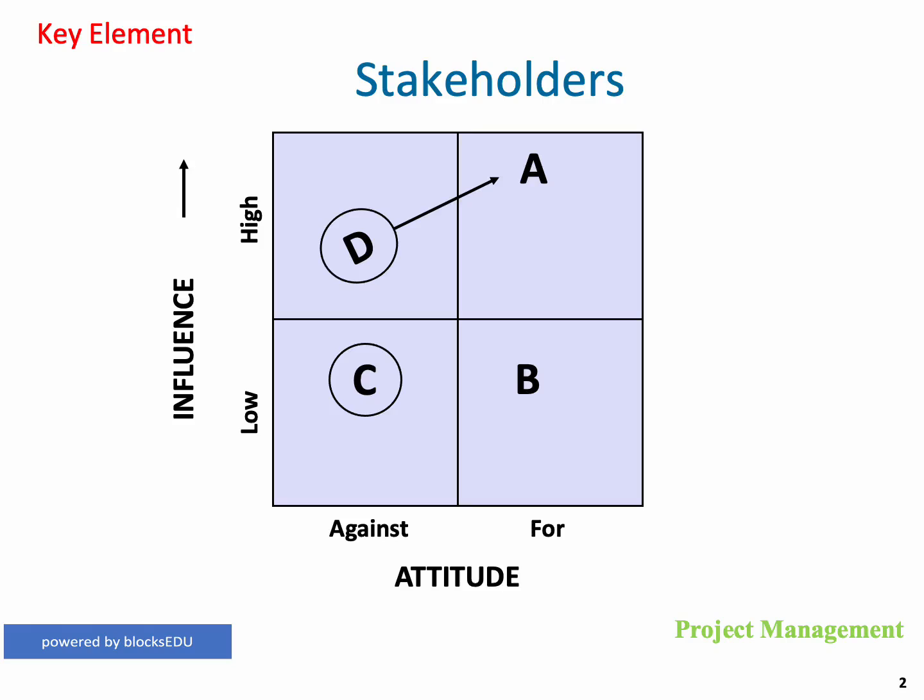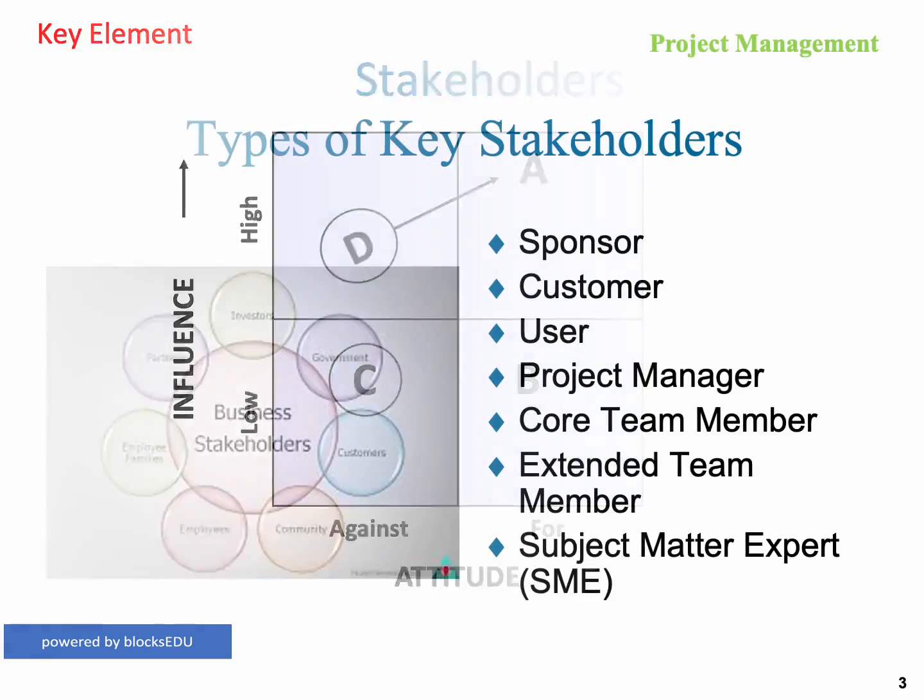Now, the reason we map this out is that we want everybody to be for our project. And so we want to come up with strategies as to how do we move D to A? We think about some ways about how we can actually do that. We're going to explore those ways in a minute from now.